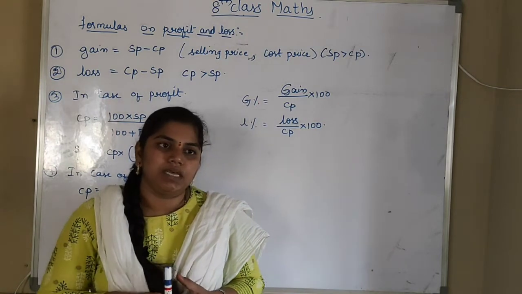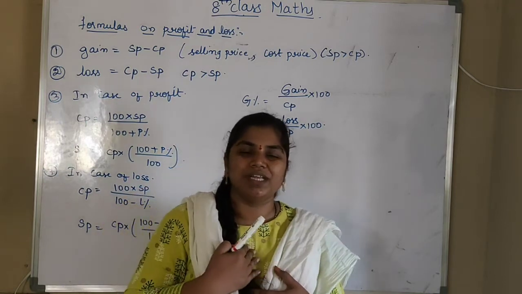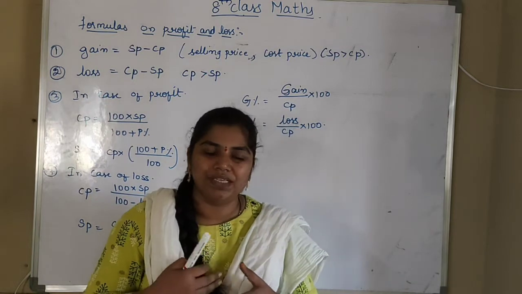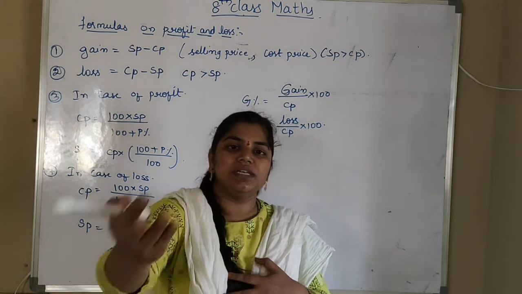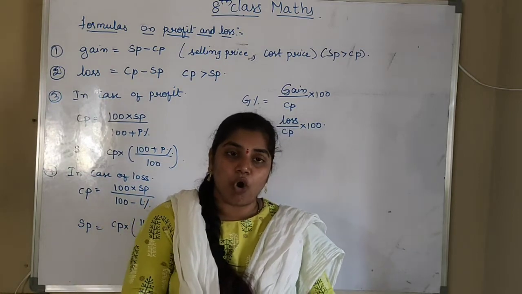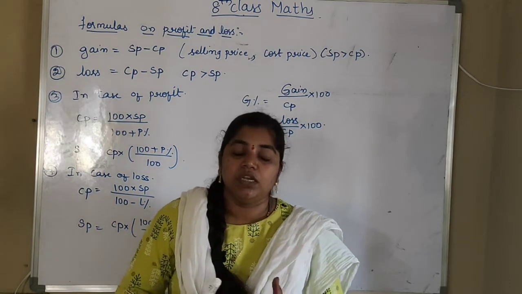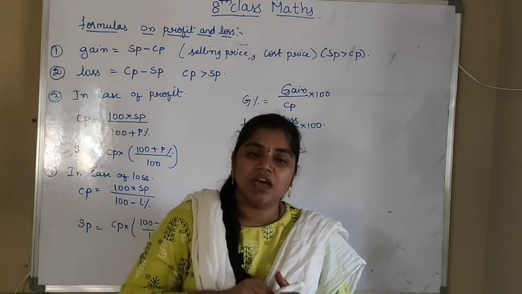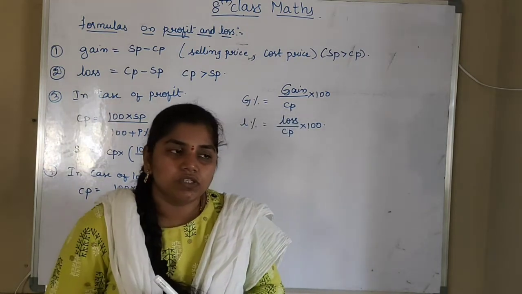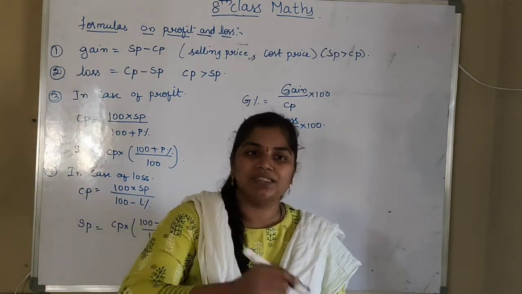I will give you one example. Suppose I bought a pen. I bought is nothing but cost price. So I bought a pen for 20 rupees and I sold it for 25, sold is nothing but selling price. That means I bought for 20 rupees, I sold to others for 25 rupees. So what is the difference here? Difference is 5 rupees. That means I got 5 rupees profit. Is it right?